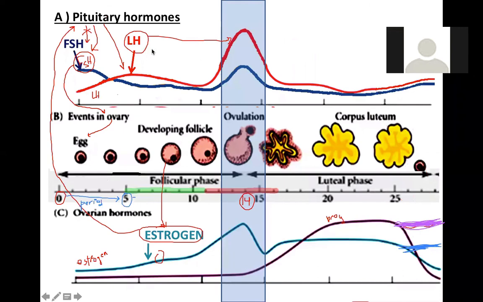Because the egg, how many days does it survive inside the fallopian tube? It remains alive for 2 or 3 days, 48 hours.